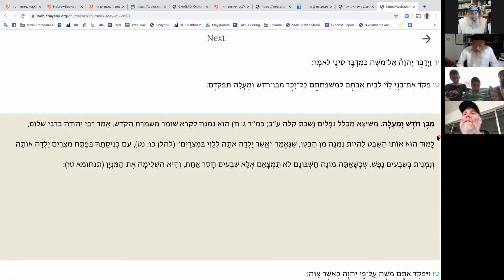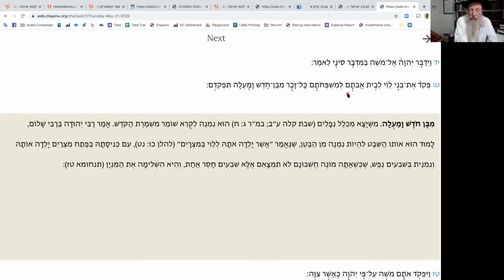Vayedaber Hashem el Moshe b'midbar Sinai. Pekod et b'nei Levi, and command the Levites, l'veit avotam. Pakod can also mean to command, it can mean also to count. Here we're talking about count. This book is called Pekudim, count the Levites from the father's family, l'mishpechotam, kol zachar, each one from 1 month old and above.